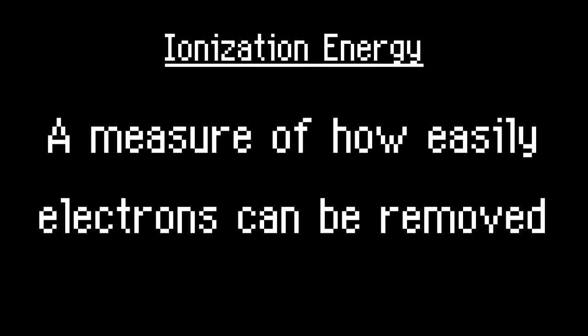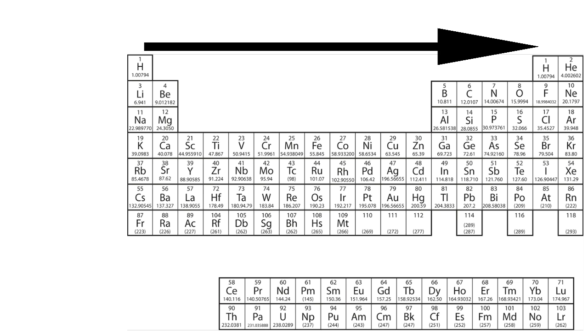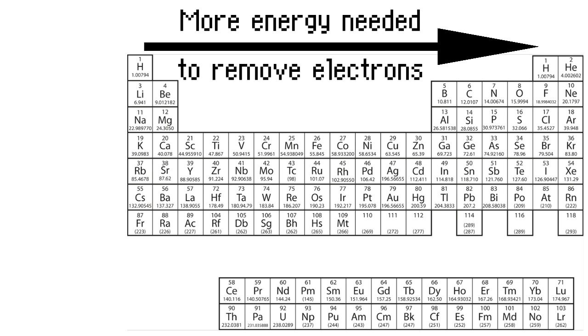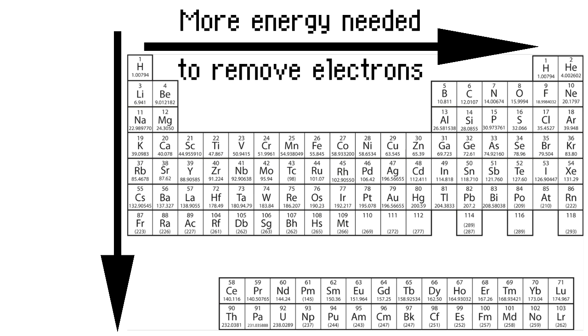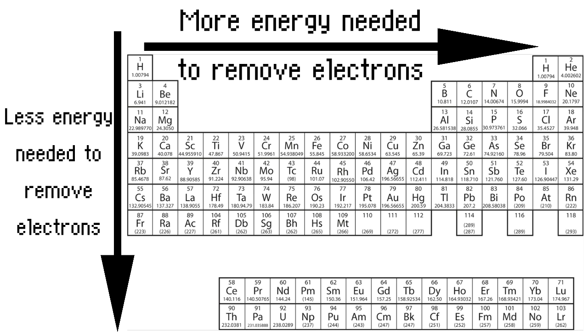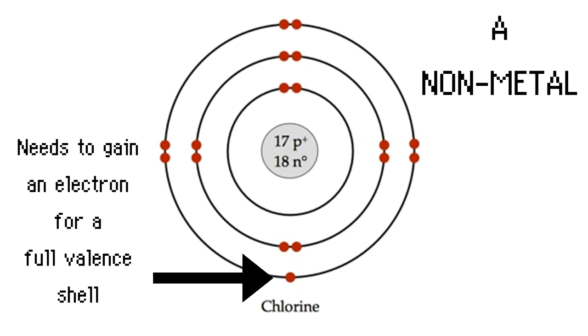As for ionization energy, it's a measure of how easily electrons can be removed. The farther right it is on the periodic table, the harder it is to remove the electrons, meaning that it requires more energy in order to remove them. As you go down the periodic table, it requires less energy to remove electrons. It would be harder to remove an electron from chlorine than it would be to remove an electron from, let's say, lithium.